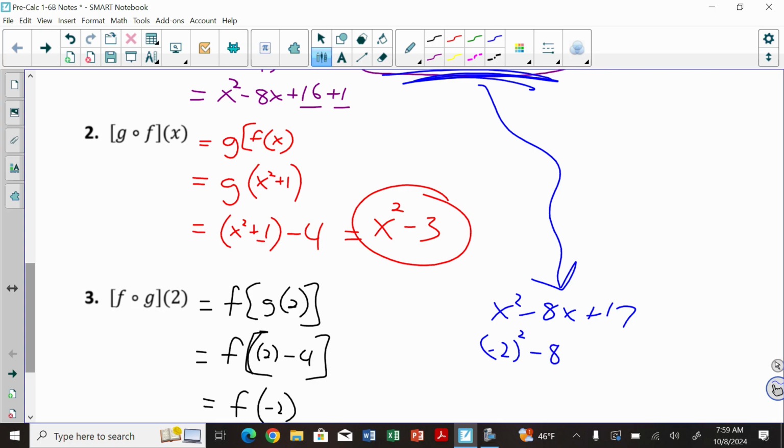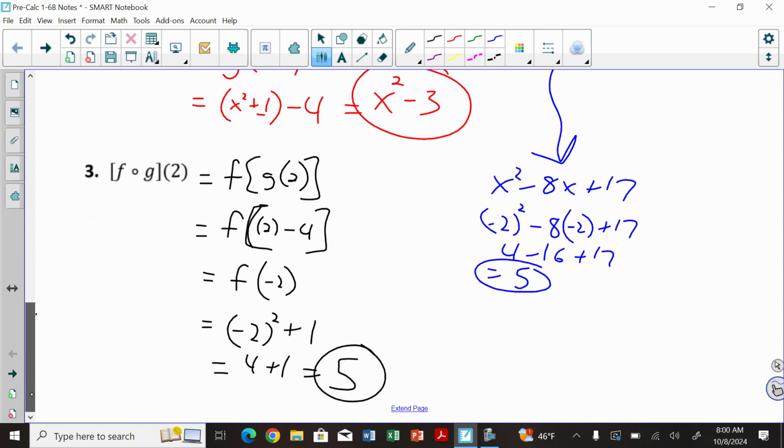Negative 2 squared minus 8 times negative 2 plus 17. Regardless, you end up getting 4 plus 16 plus 17, so you still end up getting the answer of 5, either way you do it. So if it happens like in your assignment where you've already got the answer, we already did the pre-work, you can speed through it a little bit more.